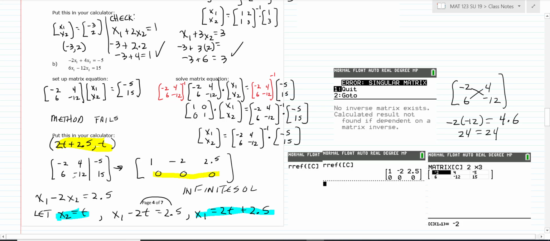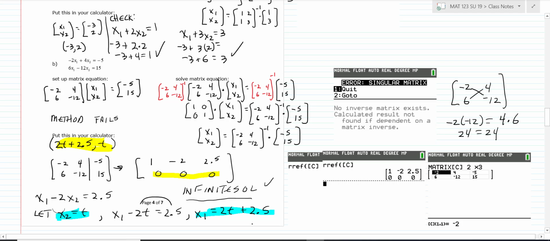So what I chose to do is just go to augmented matrix. So I put in the matrix, did the reduced row echelon form. Since I got a row of zeros, that tells me, like we've learned, that it has infinite solutions. But don't stop there. Go ahead and parameterize it. So what you would want to do is let x2 be t, plug it in, and then solve for x1, like we've learned how to do.